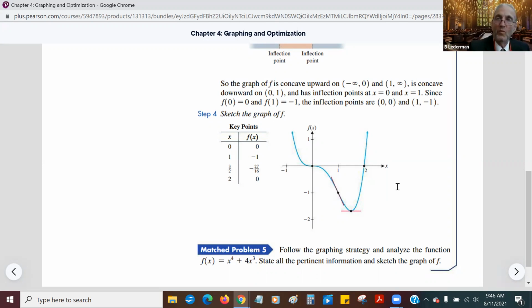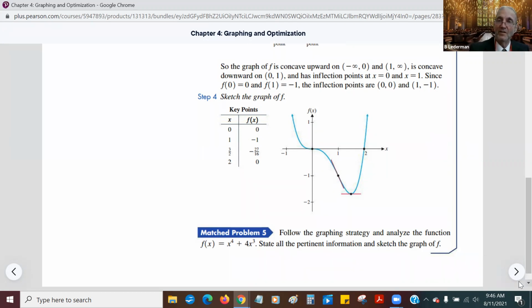You can find exactly where the point of inflection is. So that is a very good thing. That's quite amazing.